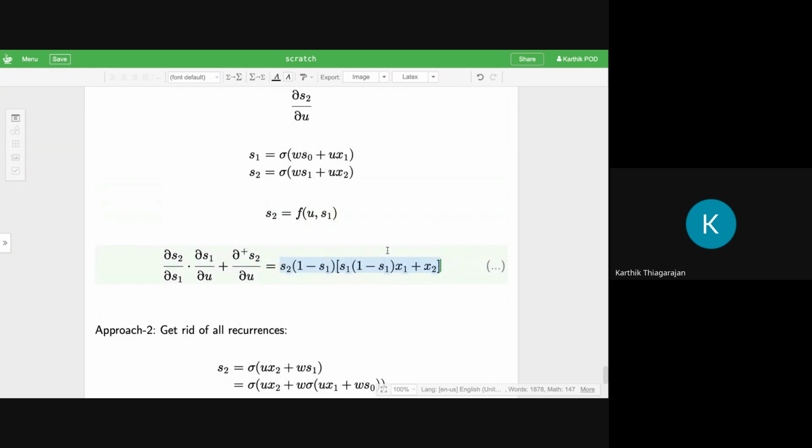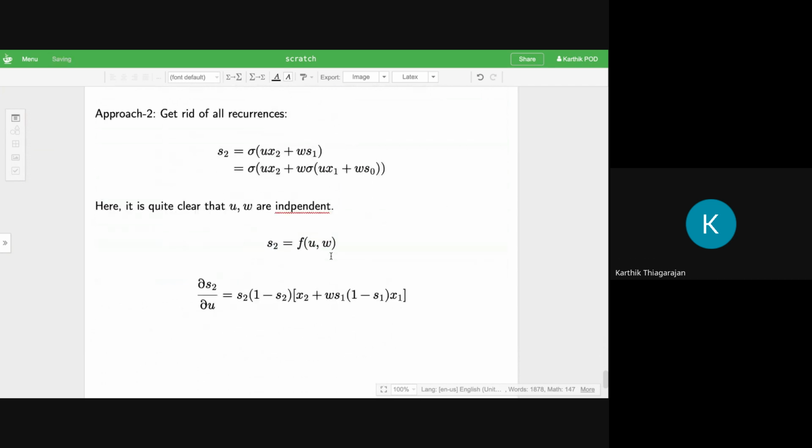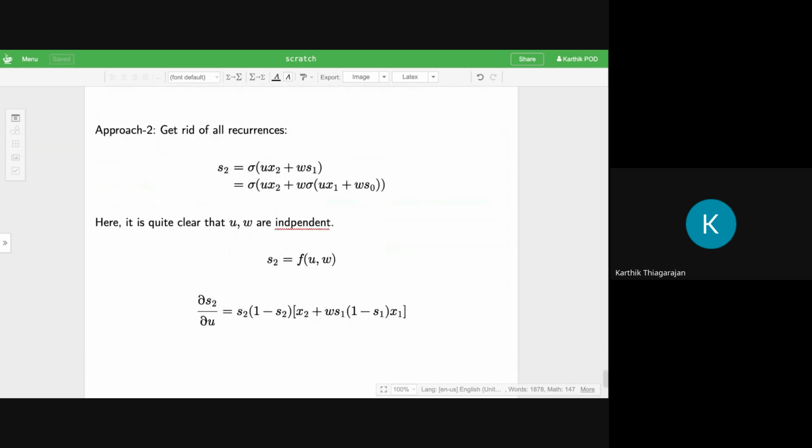Did we miss something? Where is the W? There's a W also over here, right? S2 into 1 minus S2, S1 with respect to W. Yeah, there will be a W. So what is this W? I made some mistakes here. So this W is this W, and then there's a dou S1 by dou U. So there is a W S1 into 1 minus S1 into X1 plus X2.